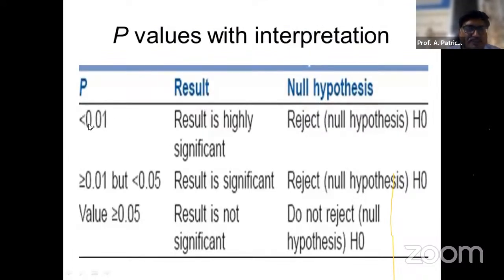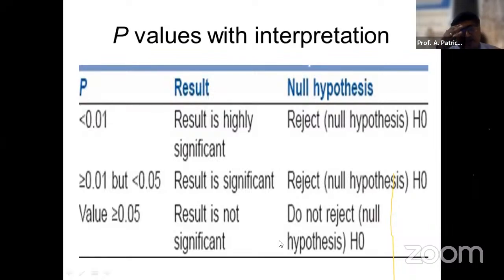If it is less than 0.01, and you're using Excel or SPSS, you get the results in p-value. But if you're using the values given at the back of a statistical textbook, then you will look for a Z value, an F test value, a T test value, or a chi-square value or other non-parametric test value. The result is highly significant: reject the null hypothesis. If it is between 0.01 and 0.05, the result is to reject the null. But if the value is greater than 0.05, you say it is not significant. You say don't reject the null hypothesis.